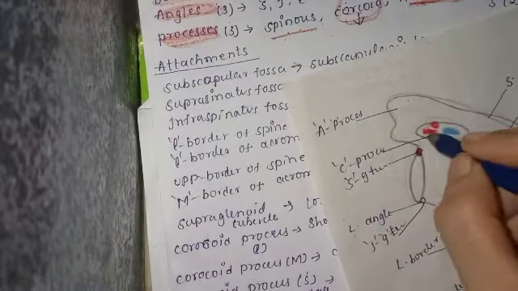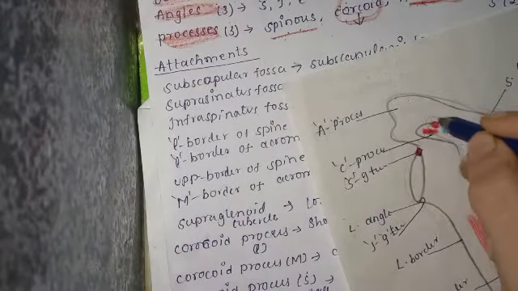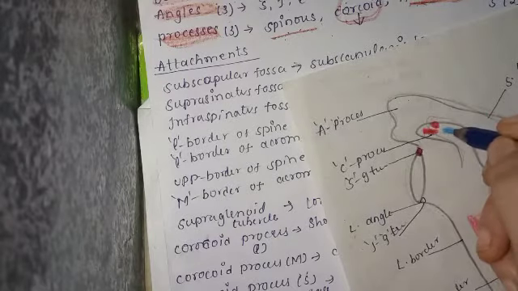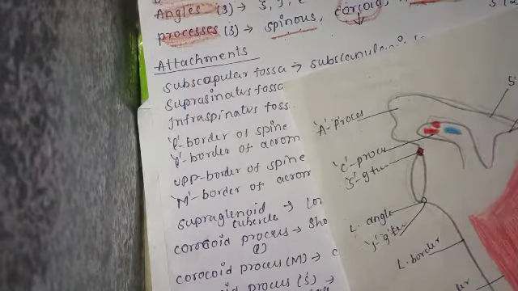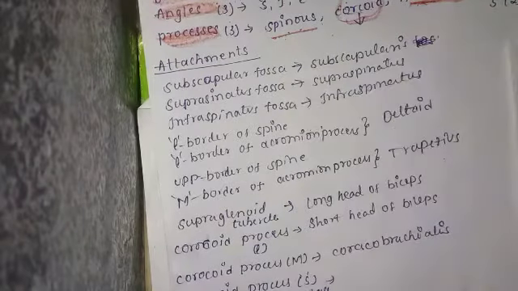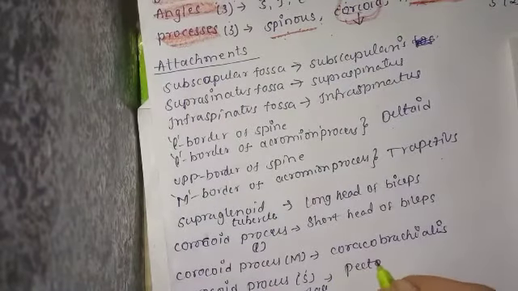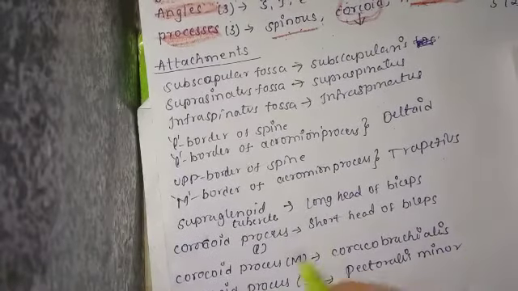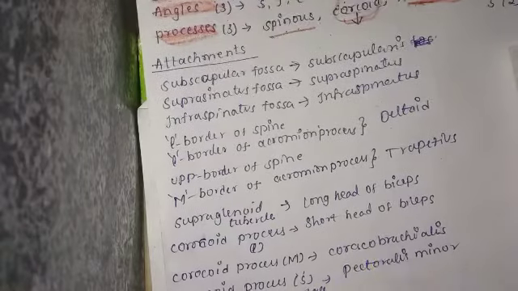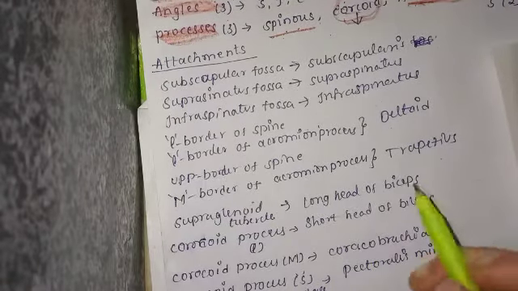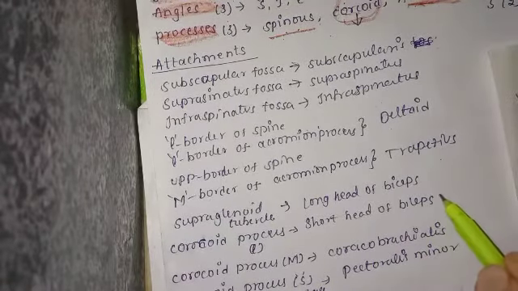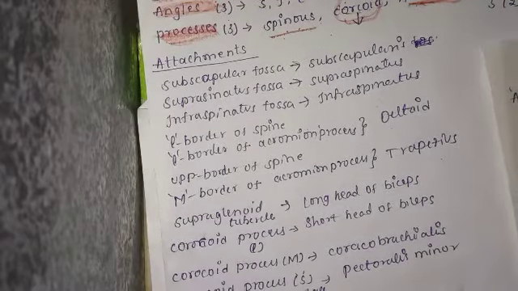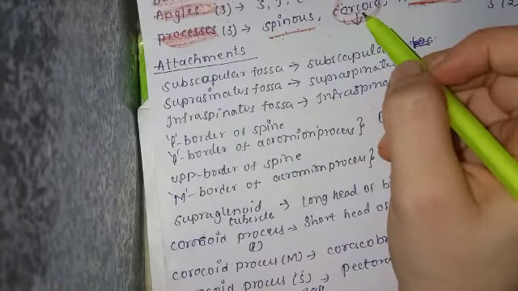Along with the origin of the short head of the biceps and the coracobrachialis, we can also see the insertion of the pectoralis minor muscle. The pectoralis minor muscle is also present at the coracoid process of the scapula. Here we can see mainly three muscles. What are those muscles? Short head of the biceps, coracobrachialis and pectoralis minor.